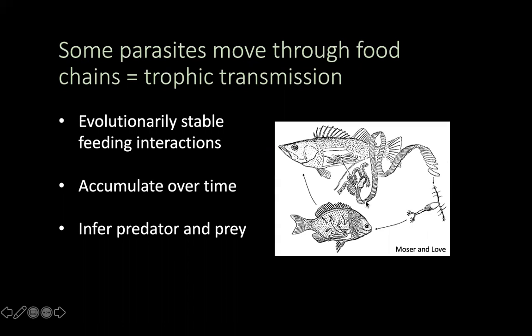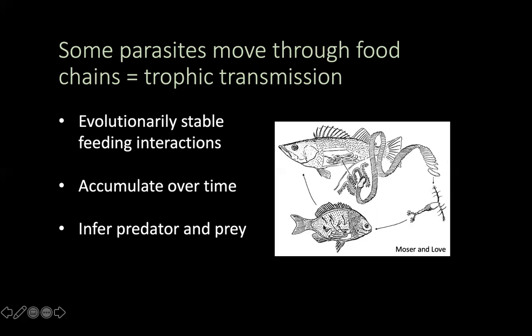So we can use these to help learn about feeding interactions because they accumulate in hosts over time. We can actually infer things about predators and prey. For example, in the photo shown here, there's a larger fish with an adult tapeworm. It passes eggs out of its gut through its feces. Those eggs are eaten by a small crustacean and develop into a larval stage. A smaller fish eats that crustacean and gets this next stage of the parasite, and then that is finally eaten by the final host, and the parasite develops into its adult form.